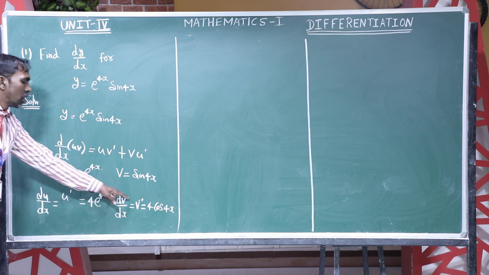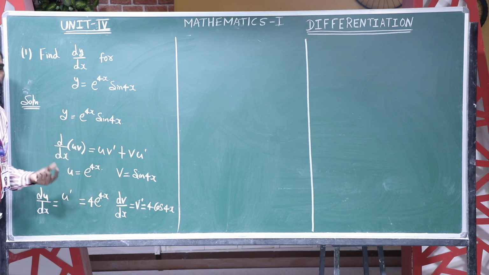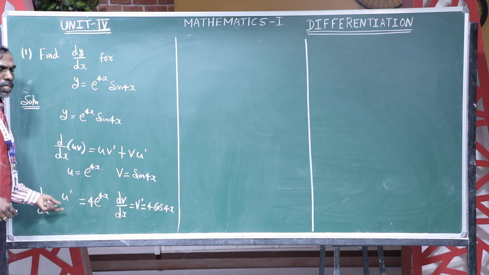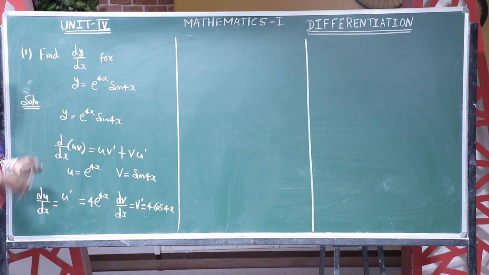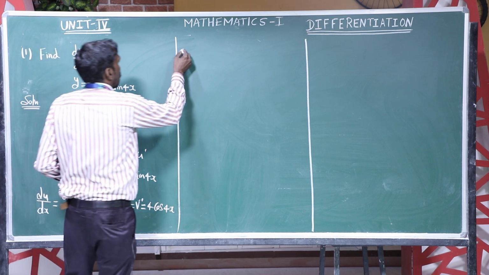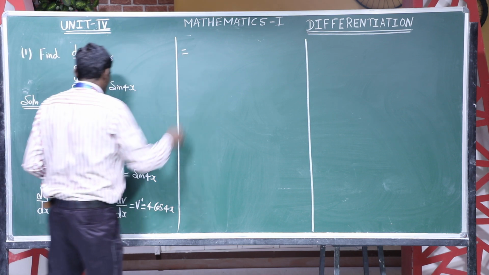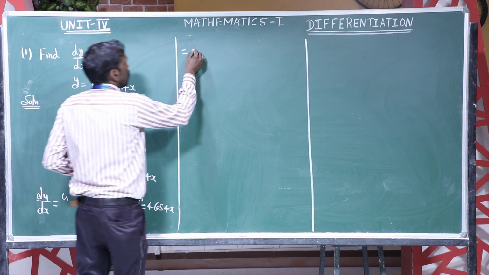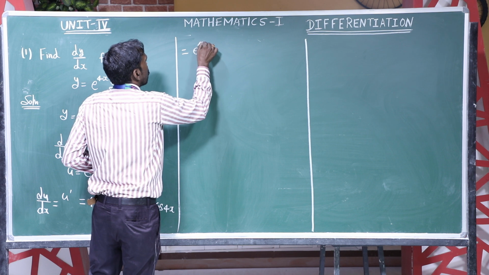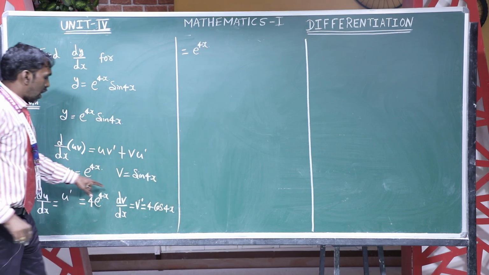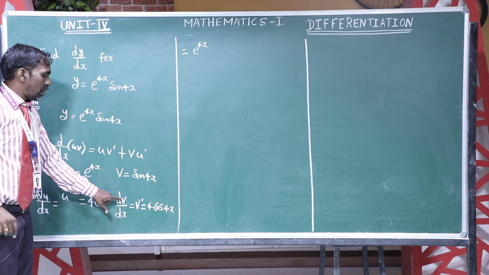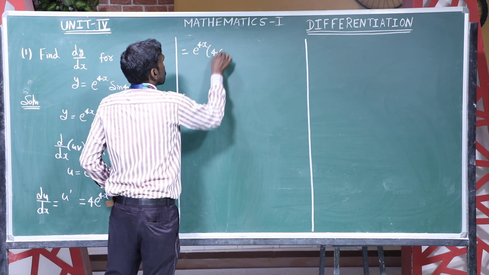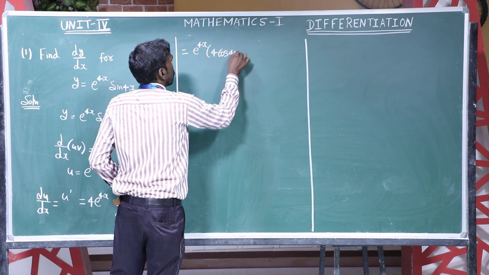You have to apply the uv formula: uv dash plus vu dash. Just simplify and you get the answer. What is your u? u equal to e power 4x. What is v dash? This is dv by dx, which is 4 cos 4x. So uv dash is done.